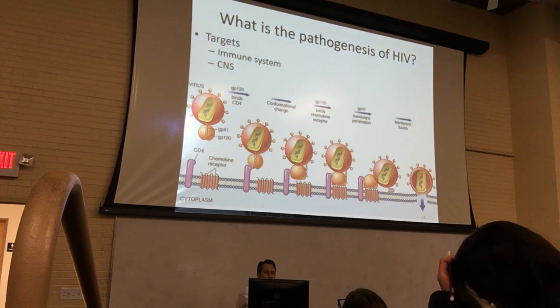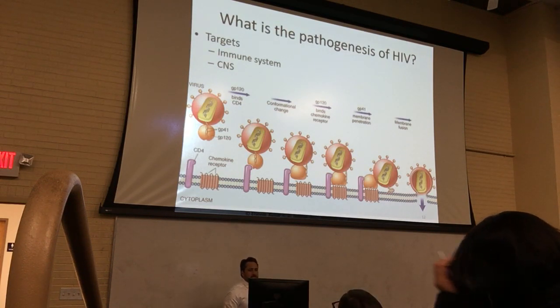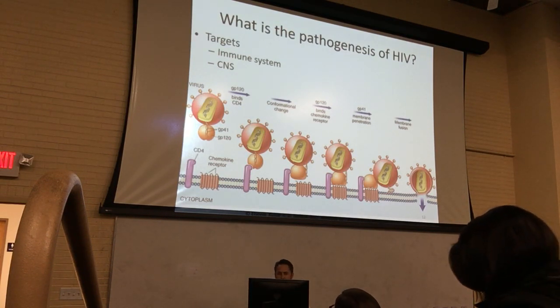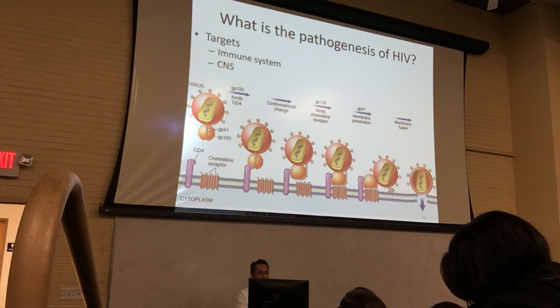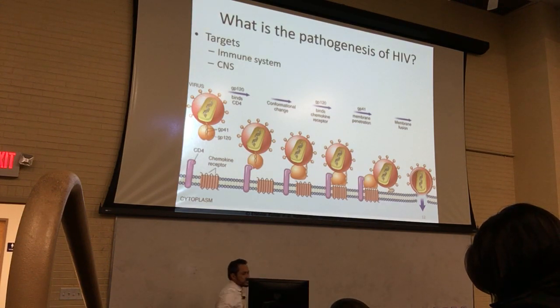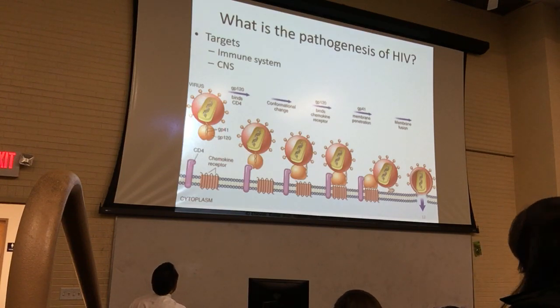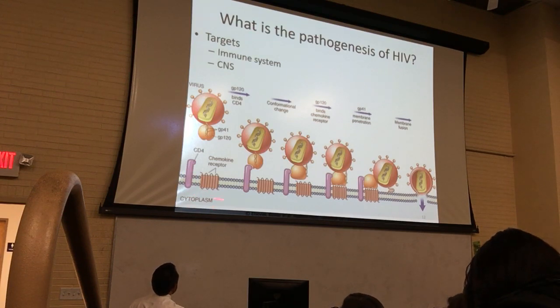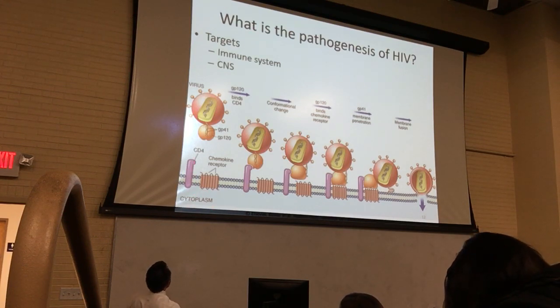So what's the pathogenesis? Well, it targets the immune system as well as the central nervous system, and really what it tries to infect is the CD4 helper T cell. So this is a diagram that shows the virus. It utilizes these GP complexes, GP41 and GP120. Here's the CD4. This is the cytoplasm of a helper T cell at the bottom. This is the CD4 that it expresses.